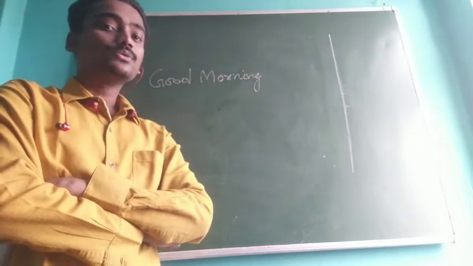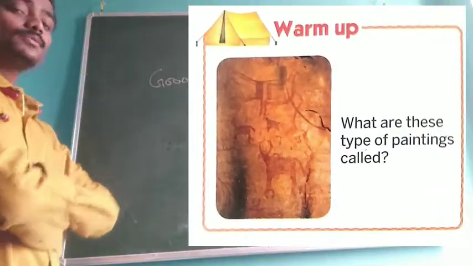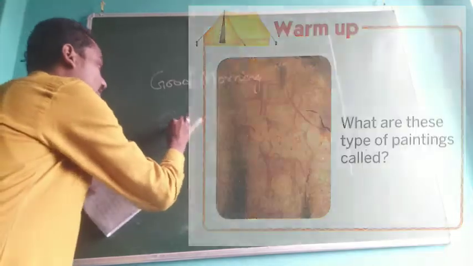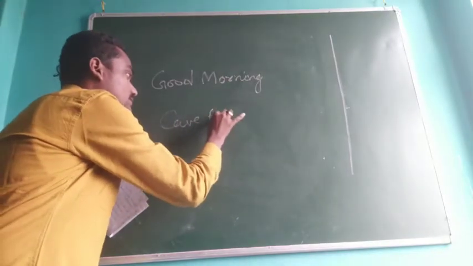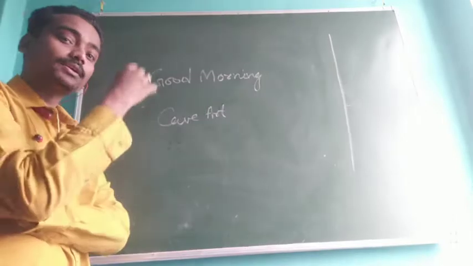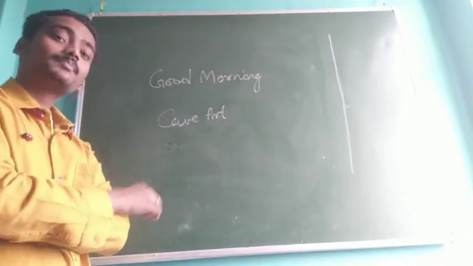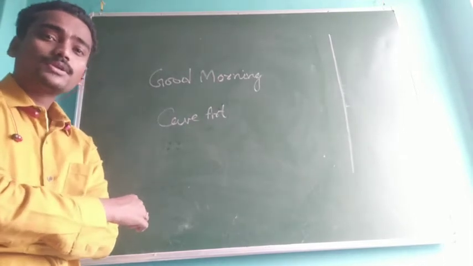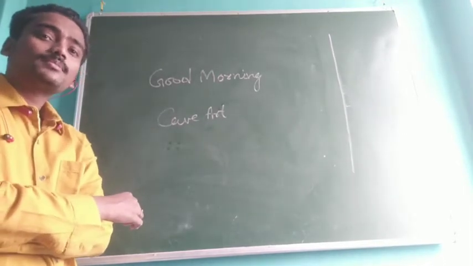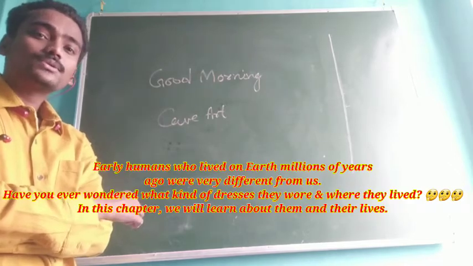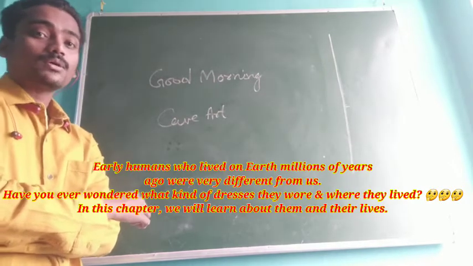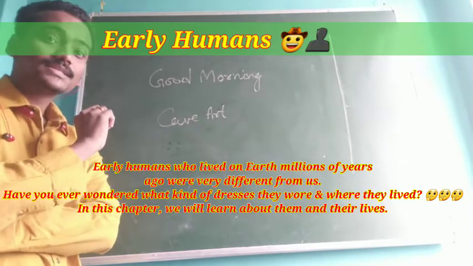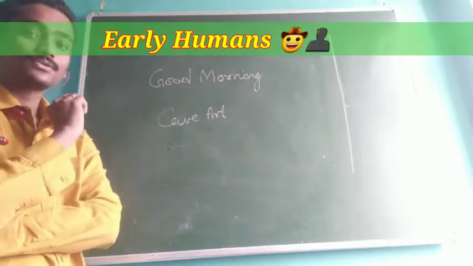Okay. Look at the picture. Can you see what you see in the picture? This is the picture of cave art. This cave art was drawn by our earlier human settlers, millions of years ago. Do you know? Are you curious about how the earlier humans lived or what they used? To satisfy your curiosity, we have today's lesson, that is early humans. Let's start our today's lesson.